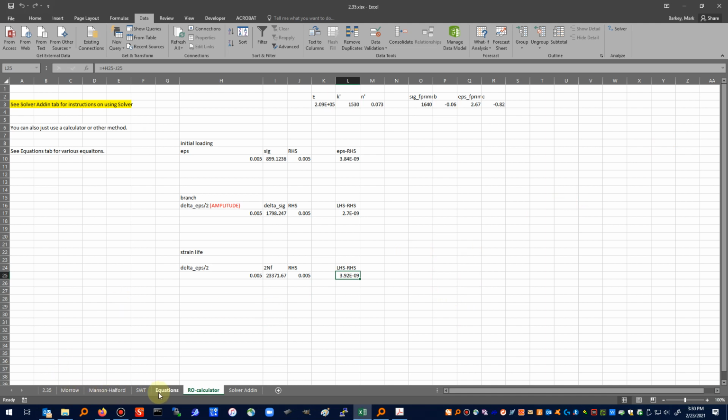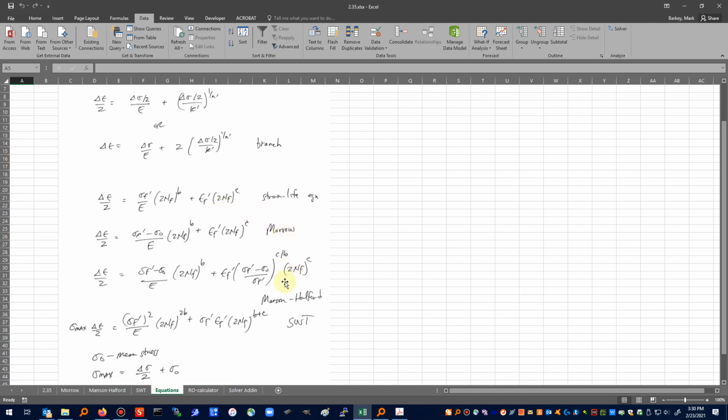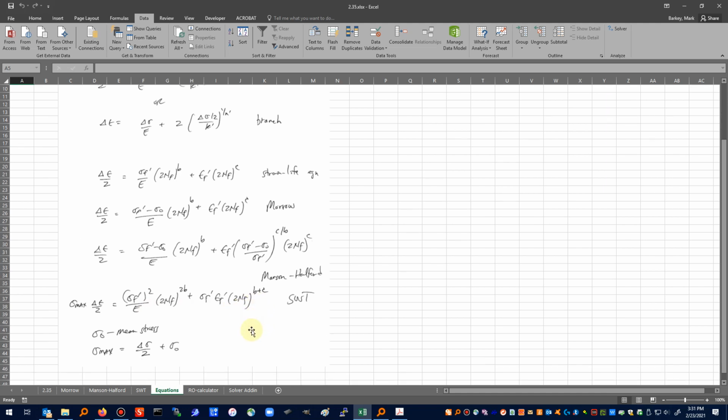Now let's look at some of these equations. Let's go back and look at the strain life equation, the Morrow, Manson-Halford, and Smith-Watson-Topper. If we look at the Morrow equation and the mean stress, sigma naught, is equal to 0, then we obviously get back to the strain life equation. If we look at this equation and sigma naught is equal to 0, we get sigma f prime to the c over b, and we get back to the strain life equation. It's not so clear that that's the case for the Smith-Watson-Topper, and we're going to do some calculations and see what happens. Now, we can set up the equations the same way and use the solver.